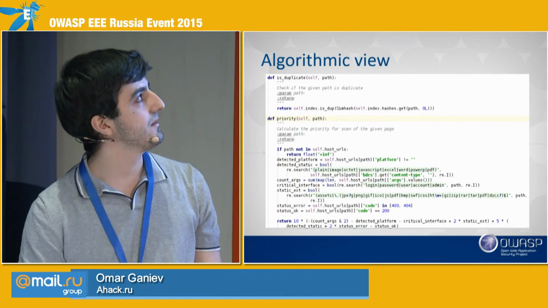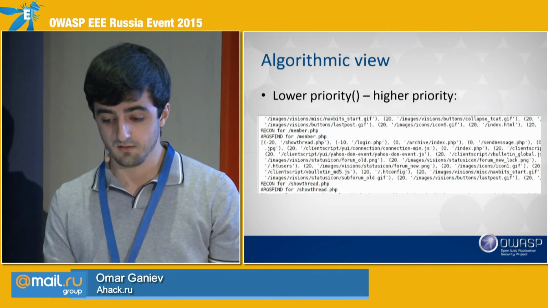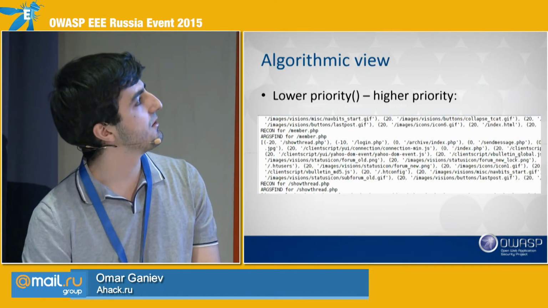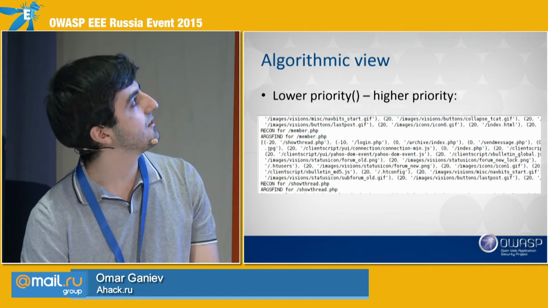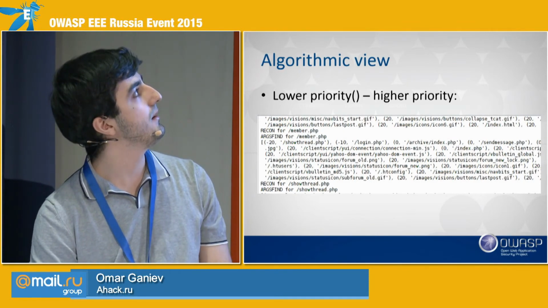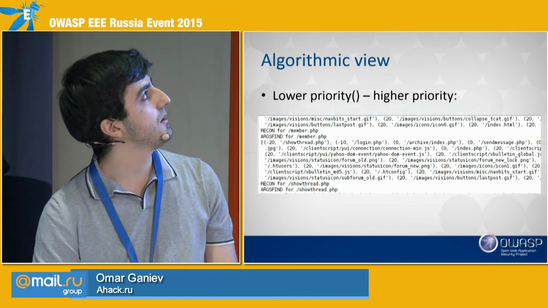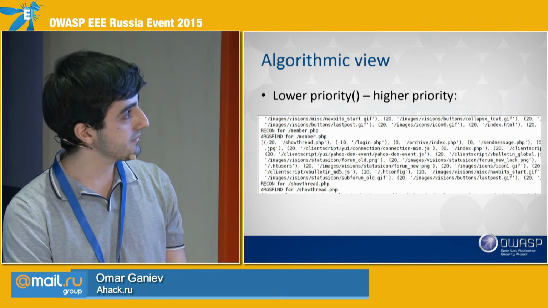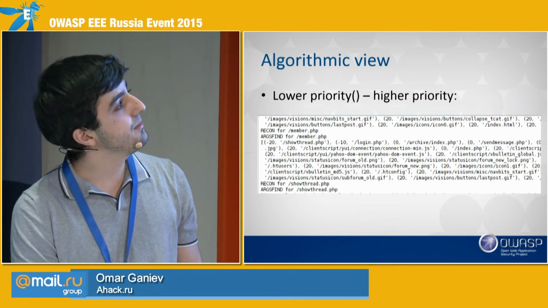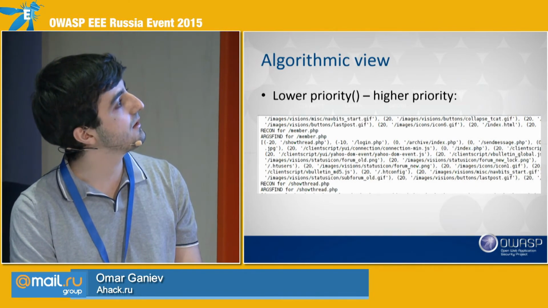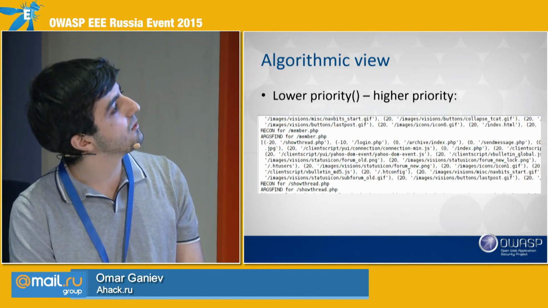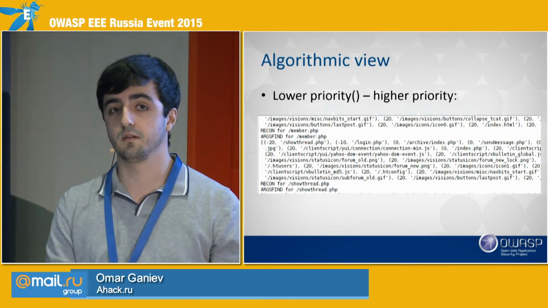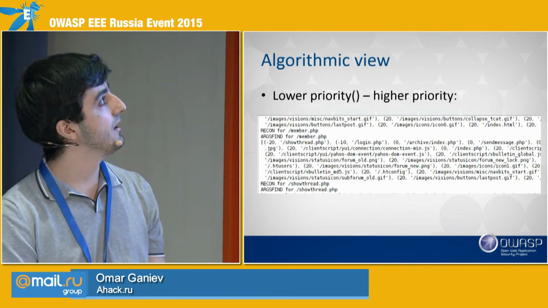So if you do this, then you see something like this. I'm scanning the forum here. As you can see, the showthread.php path has the lowest priority. It means that it has the highest priority. It will be scanned first. And all the PHP files have better priority. Not all, but most of them have better priority than JS or PNG files. And this makes sense. This is good.